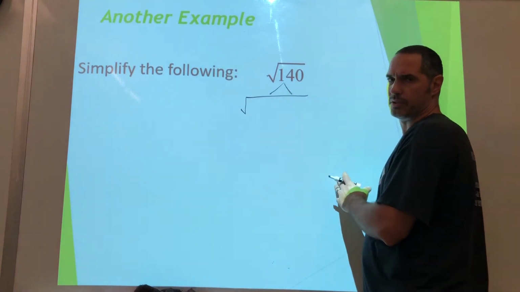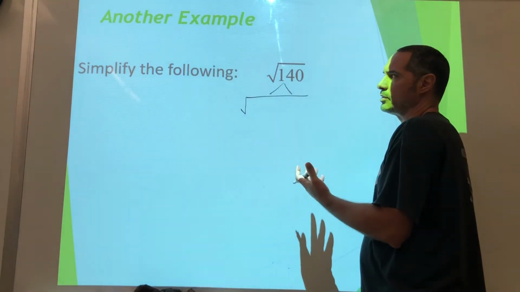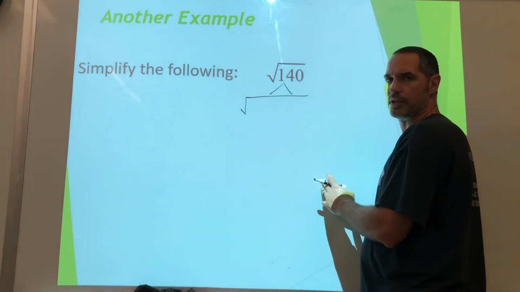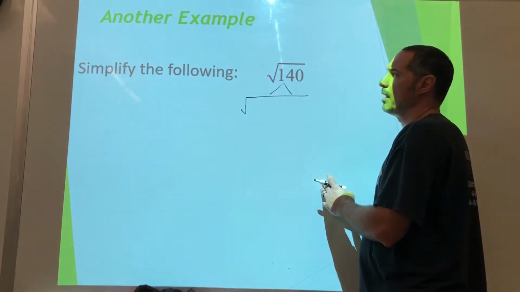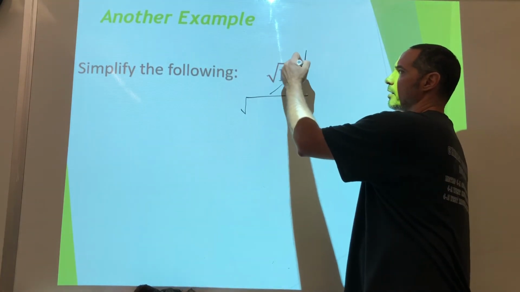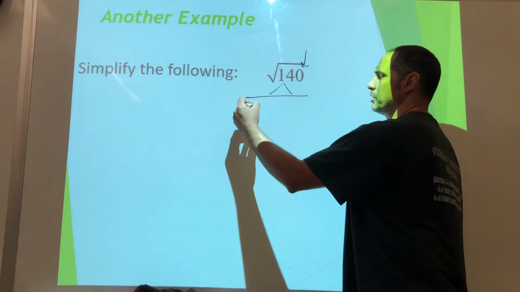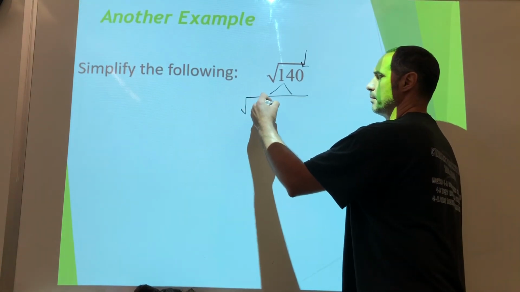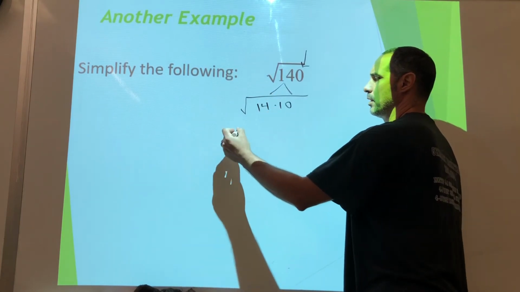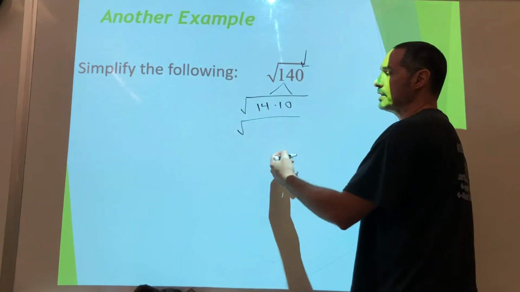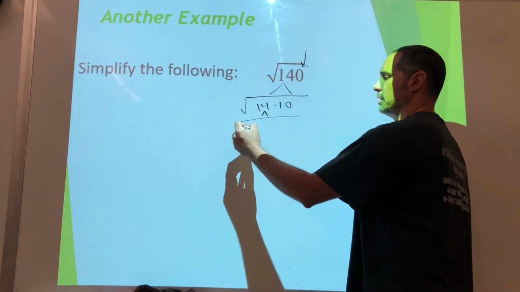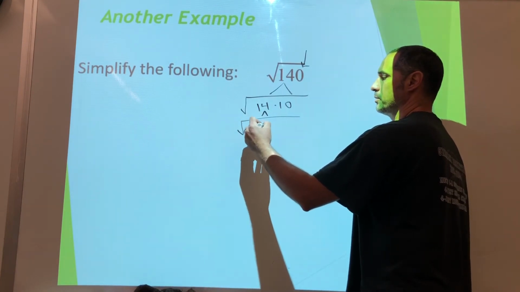So 4 goes into it, but I don't think that's common knowledge. I think it would be hard for you to look at this and say, oh yeah, 4 goes into it. But I think most people can say that we see that 10 goes into it because it ends in a 0. So this would be 14 times 10. And then I can break down 14. 14 is 7 times 2.